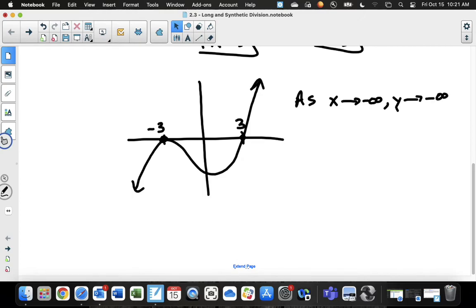Okay? And again, remember, don't say "rise to the left," that kind of stuff. I want you to use this form instead. As x goes to positive infinity, where does y go? As x is going to the right, the graph is going up to positive infinity. So there, that would be the end behavior that fits with this graph.